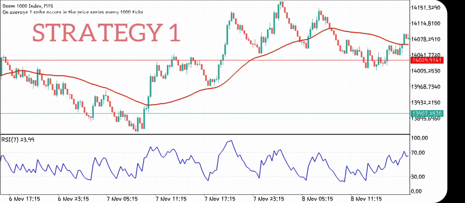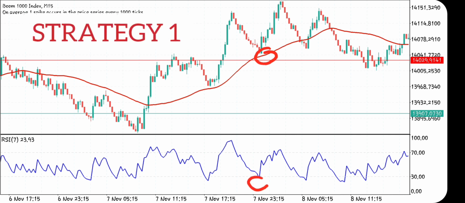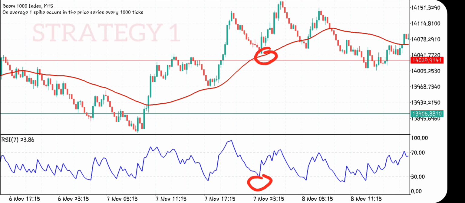So let's check this side also. Can we see at this point? At this point, price is still above the moving average, right? So that means price is still in an uptrend. So I'll come to the RSI now. When price was at that level, RSI was also at the 30 level, the oversold level. So which is a perfect entry for us to enter the market and follow the uptrend.